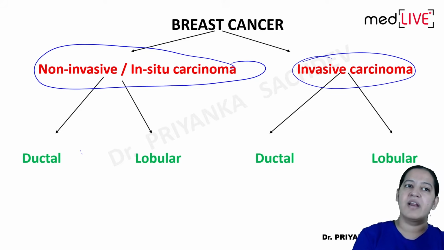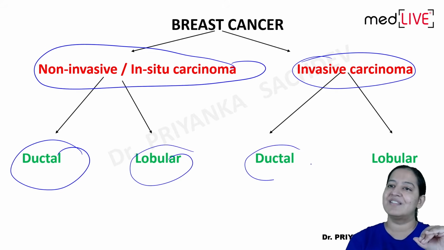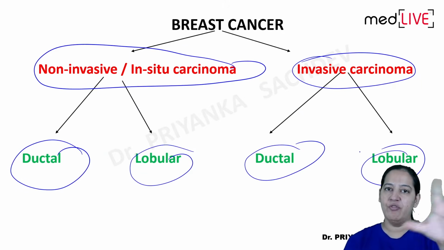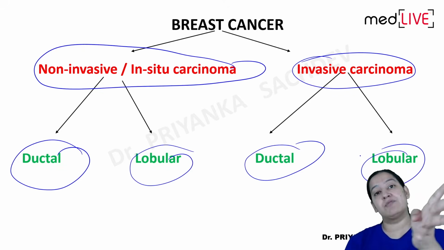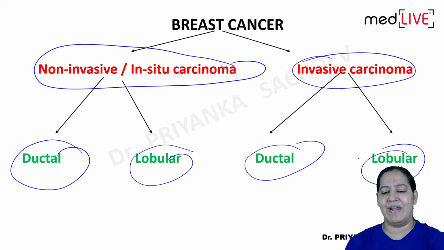If non-invasive occurs in a duct, it is ductal. Occurring in a lobule, it is lobular. Invasive occurring in a duct is ductal, and in a lobule is lobular. If you understand the meaning of all, I will tell you 4 diagrams and 4 microscopic pictures for each of them. And in the end, we will revise and compare them. I have explained it very easily.